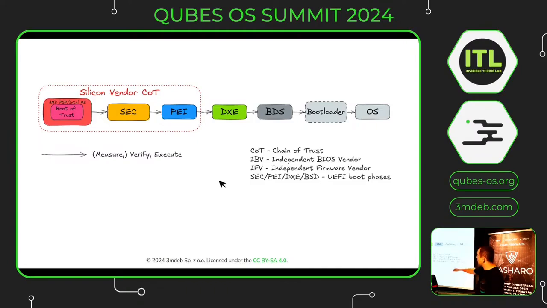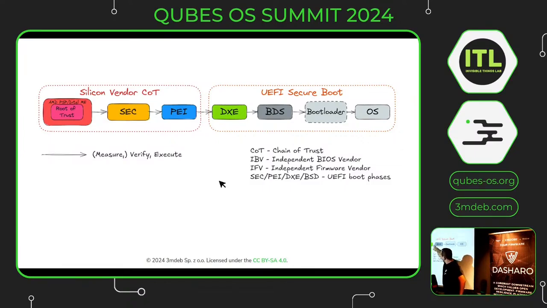So this first part is typically covered by the silicon vendor chain of trust technology, and this part is covered by UEFI Secure Boot. What is important to note here is that this connection is not enabled by default. Even more, I will show on the next slide.